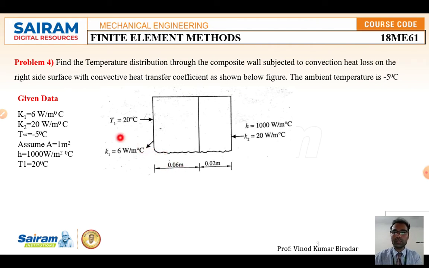I will read the question now, problem number 4. Find the temperature distribution through the composite wall. This is the composite wall subject to a convection heat loss on the right side surface, with the convective heat transfer coefficient as shown in the figure below. The ambient temperature is -5 degrees centigrade.